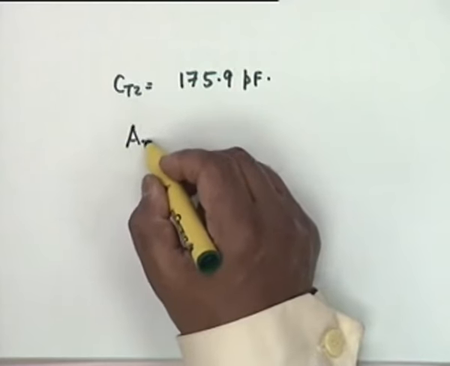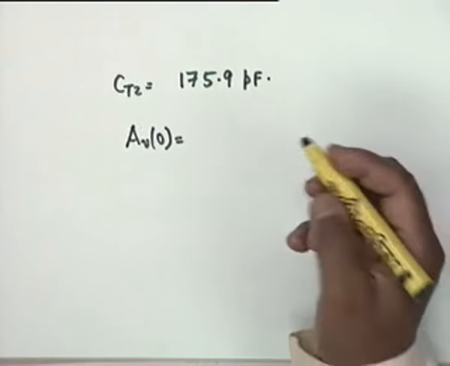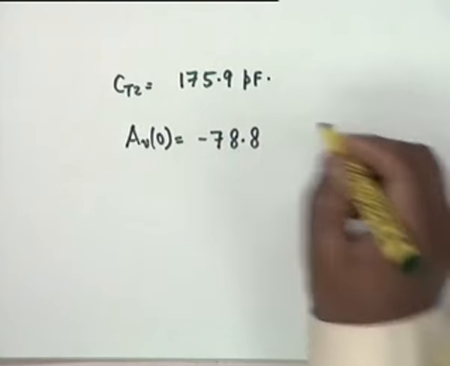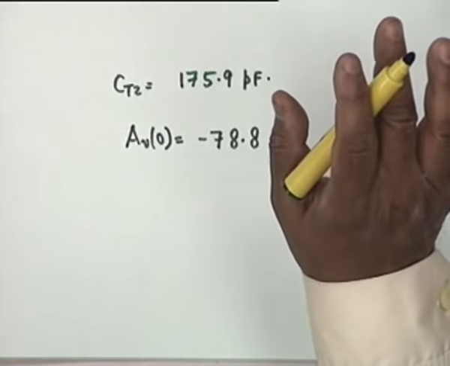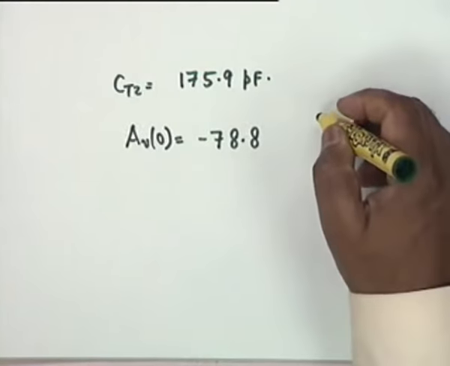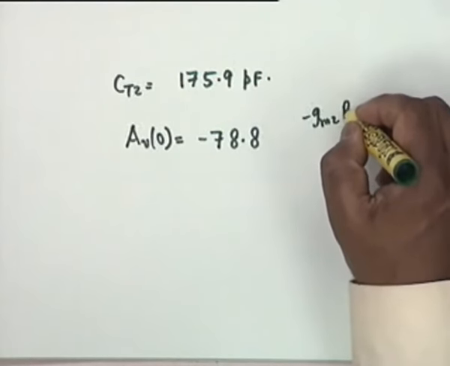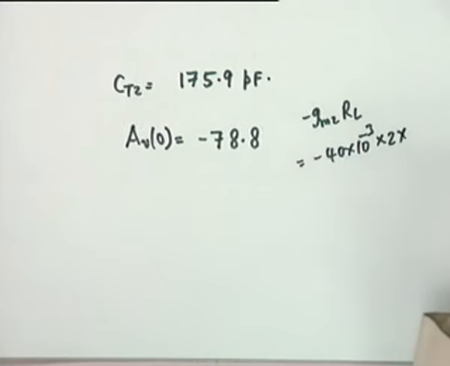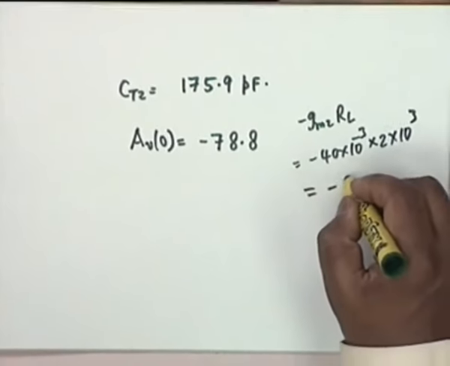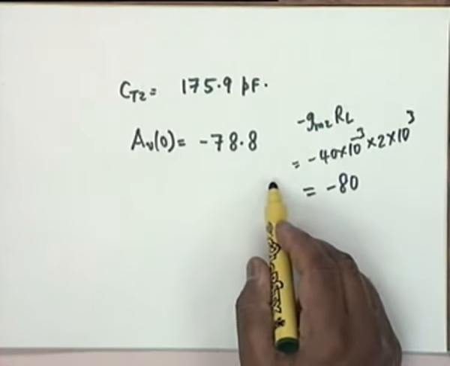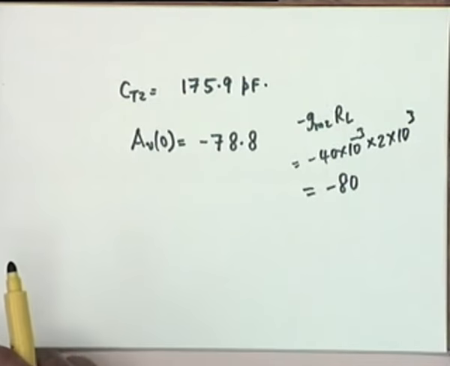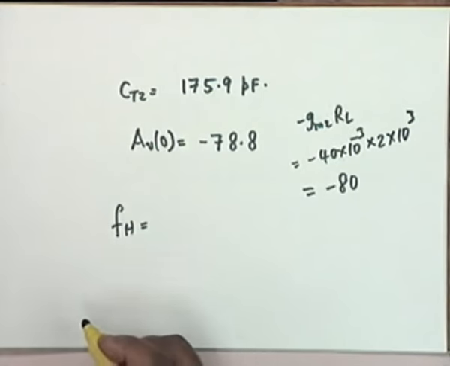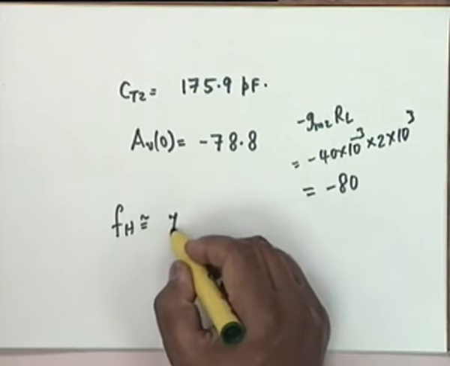The mid-band gain AV0 is calculated from inspection of the equivalent circuit as minus 78.8 by taking everything into account, whereas the approximate value is minus GM times RL. This will be minus 40 times 10 to the minus 3 multiplied by 2 times 10 to the 3, which is equal to minus 80. So it's not too bad. Minus 80 is a fairly good approximation to minus 78.8. And FH, by calculating all these time constants and clearing of fraction, comes as 7 megahertz.